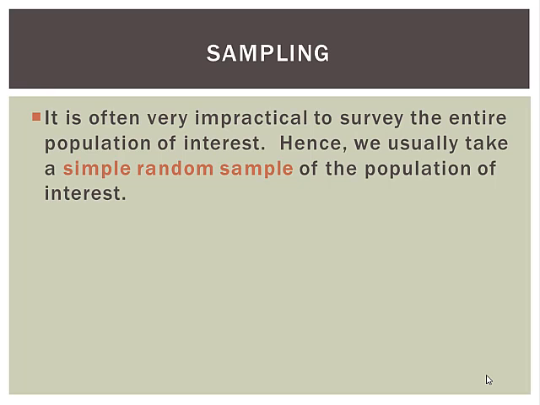In this lesson we're going to look at different types of sampling methods and why it's important. It's often very impractical to survey the entire population of interest, right? Like a census that's done every 10 years. Why is it done every 10 years? It's pretty expensive and impractical. So we usually take a simple random sample of the population of interest in order to gauge what the whole population is thinking or doing.